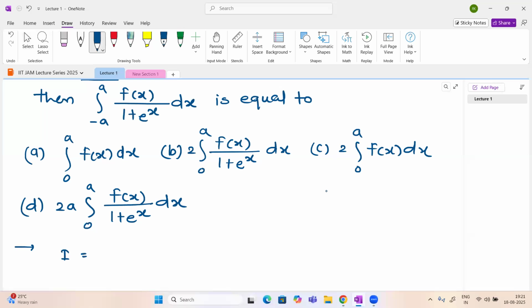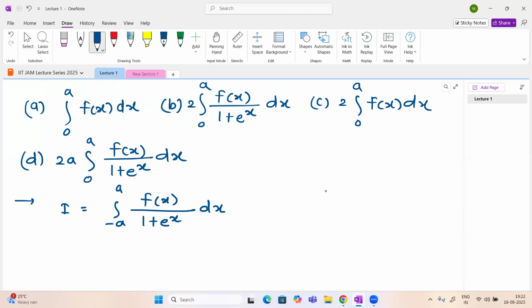I is equal to the integral from minus a to a of f of x upon 1 plus e raised to x dx. Any guesses? How shall we start to solve this problem? Since it's an even function, we must change the limits first. Very good. We have already seen when you have an even function and this kind of limits, we always write 2 times the integral from 0 to a of f of x dx, and if the function is odd, we write 0. All of you agree with me?